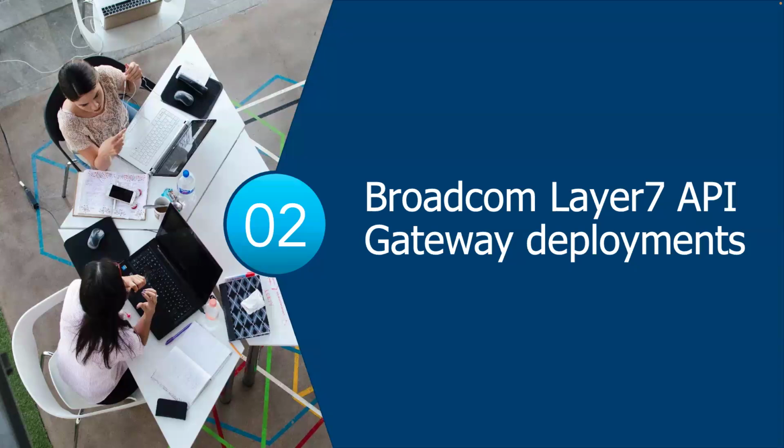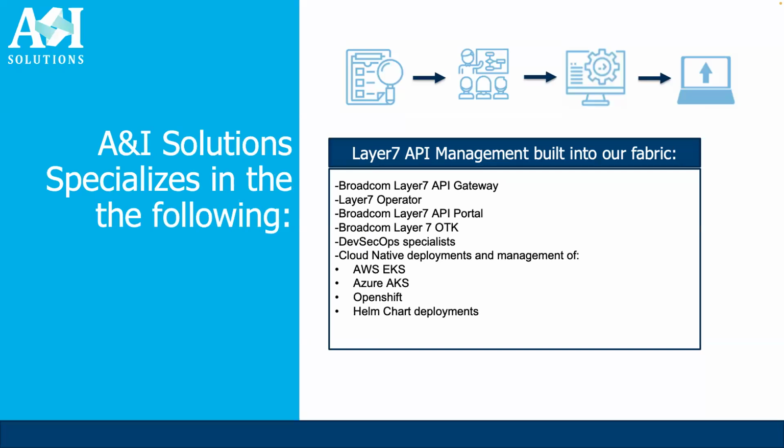What we're going to do is walk through the deployments, starting with the intro. Layer 7 is built into our fabric at ANI Solutions. We are very much focused on the Layer 7 API Gateway, the portal and the OTK. Within the gateway itself, there are many different facets that we'll get into deploying and talking about. One such is the Layer 7 Operator, which is net new to those who don't know. The Layer 7 Operator is the solution that helps manage your database-less solution now. A container can be stood up as an ephemeral container, and the Layer 7 Operator helps maintain the policies and the configurations for that container.